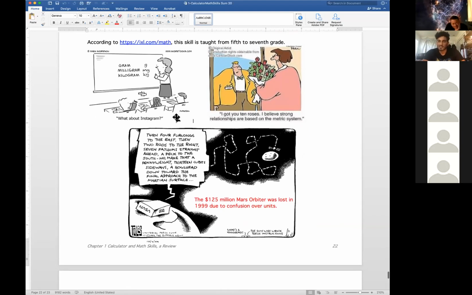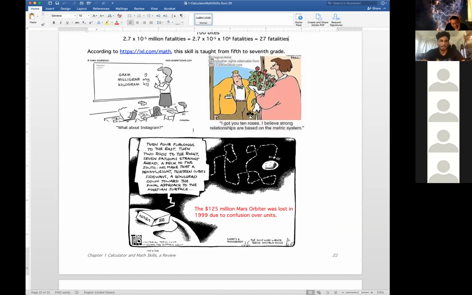So just some dumb stuff. Okay, Instagram and 10 roses instead of 12 because he wants to use the metric system.